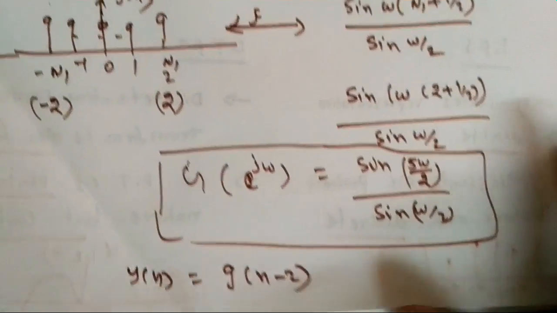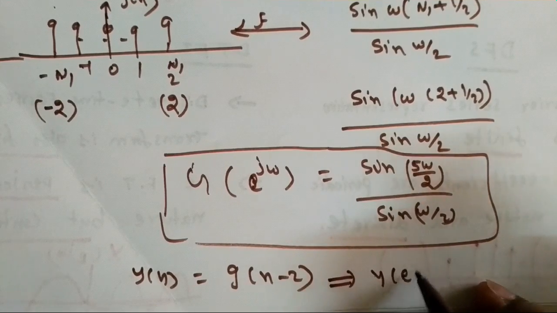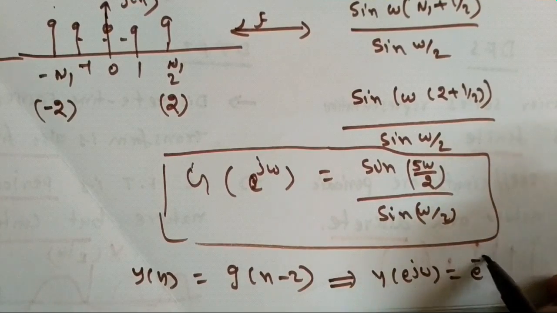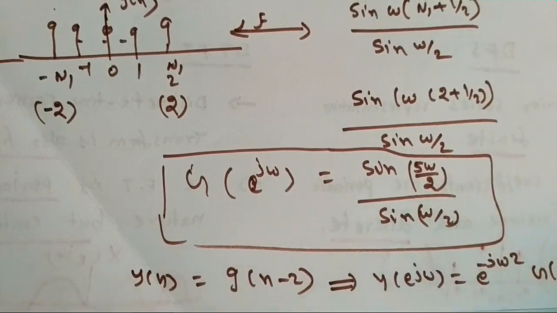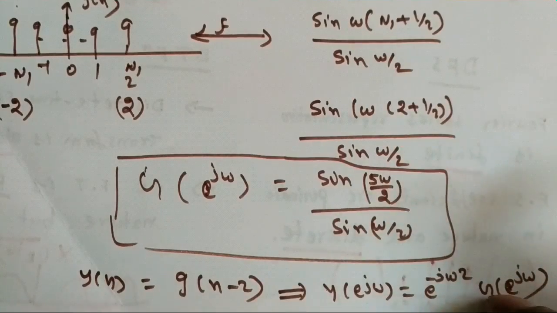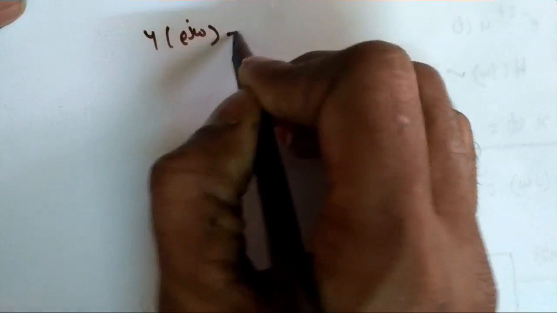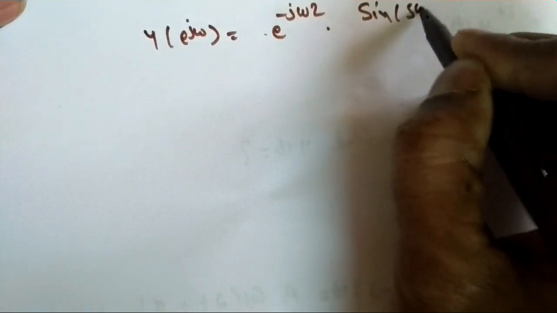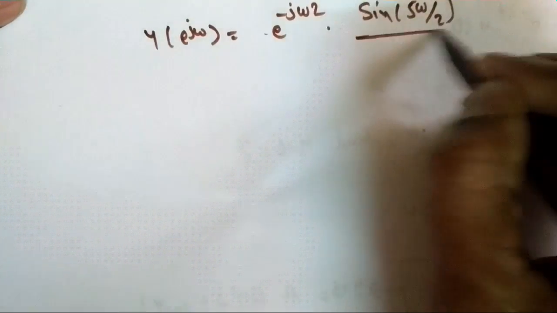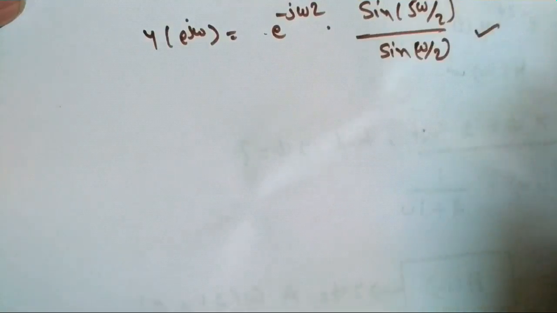Now we know from the shifting property that y of e power j omega is simply e power minus j omega 2 into g of e power j omega. So what we'll get: y of e power j omega is equal to e power minus j omega 2 into sine 5 omega by 2, by sine omega by 2. This is y of e power j omega.